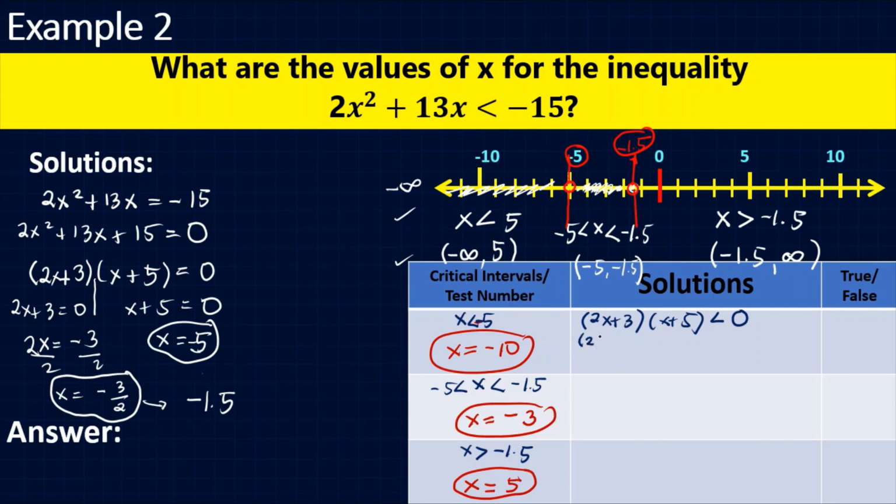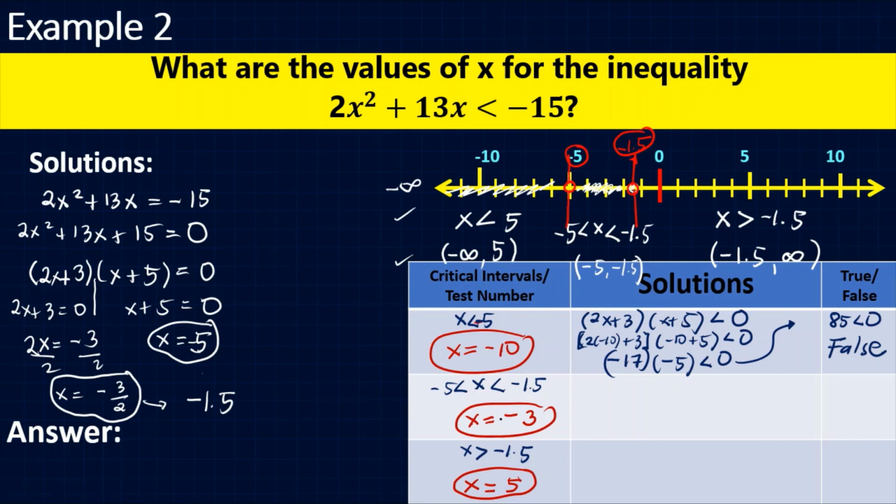So, we will have 2 times a negative 10, and then plus 3, and then negative 10 plus 5, and then less than 0. 2 times a negative 10, that is a negative 20. Negative 20 plus 3, that is a negative 17. Okay, so times negative 10 plus 5, we will have negative 5, less than 0. We will obtain 85 less than 0. Si 85 ba ay mas mababa kay 0? No. So therefore, it is false.